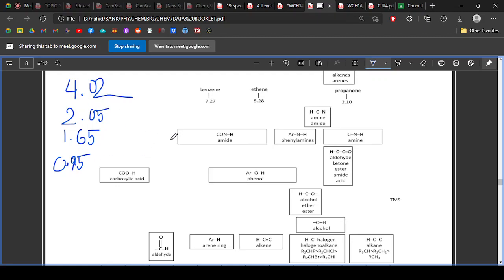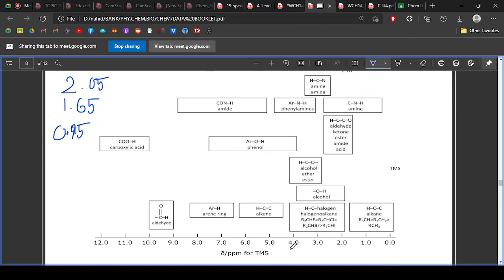So let's see, 4.02. 4.02 is exactly here. Do you see the table? In the x-axis, in this label here, 4.02 is somewhere here. Now at 4.02, obviously we don't have any halogens, so ignore this. We don't really have any alcohol, right? Our compound has no alcohol functional group, but our compound does have an ester. So this is the possible spectrum.